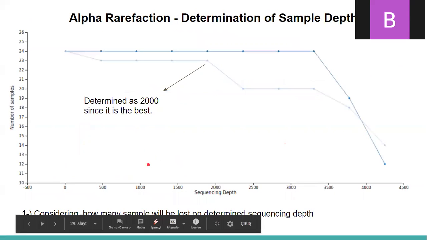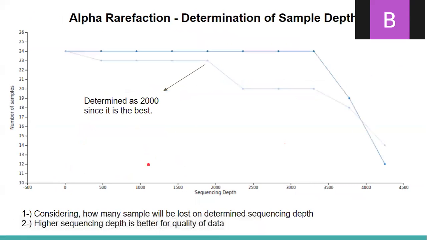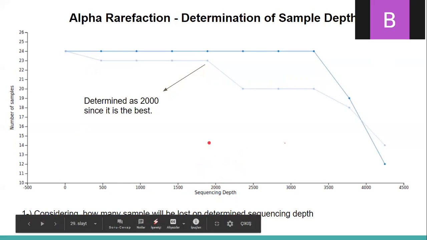In our other graph, alpha rarefaction shows at which depth samples have been lost. Here we can see that at 2000 depth we only lost one sample. Therefore, 2000 is a good candidate for us. Also, we want to lose the lowest sample number, which is 1. We could have used 2500, but we would have lost too many samples. We want them to be high for better quality, by the way, again.